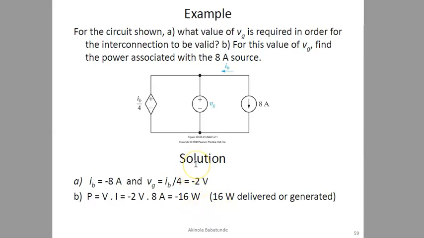It is not consumed. If it were consumed, we would have a positive power. But because we have a negative power, it means the circuit element is actually delivering or generating power. The amount of power being delivered or generated is 16 watts. That is what this negative value represents. So this is an example. You might need to go over this again so you can get a better understanding.